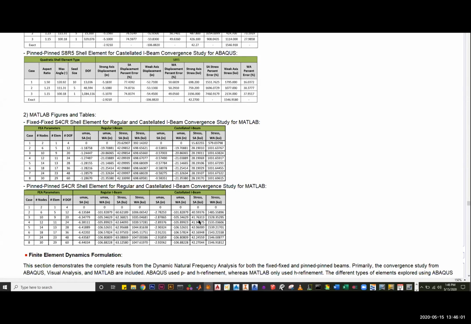And then even for stresses, this is the strong axis. If you look at this, the exact is about 42, and this was giving me 42 as well. But the Abaqus, maybe there are some kinks to it, it's really overshooting what the exact was. But I think what's good is at least I was getting good results from MATLAB, or the equations, instead of using Abaqus.